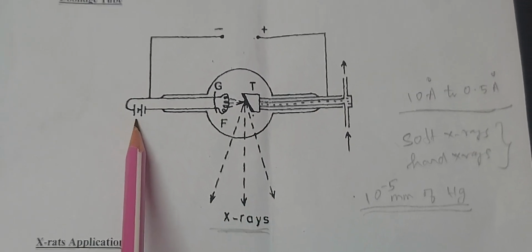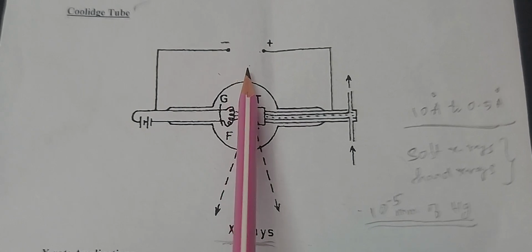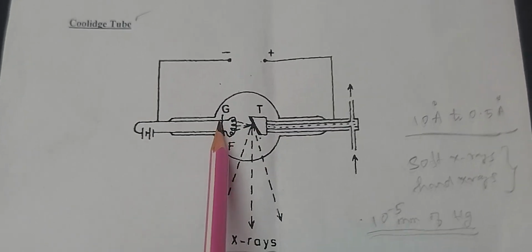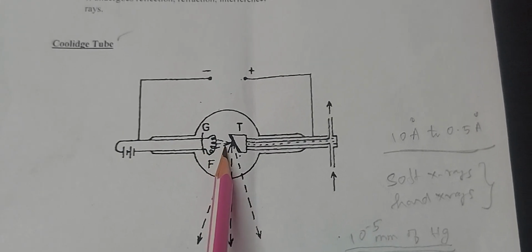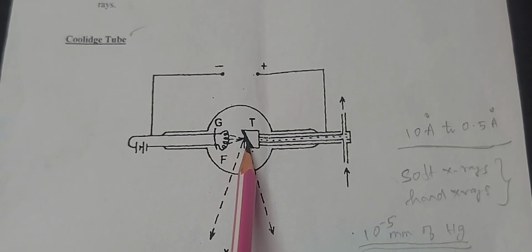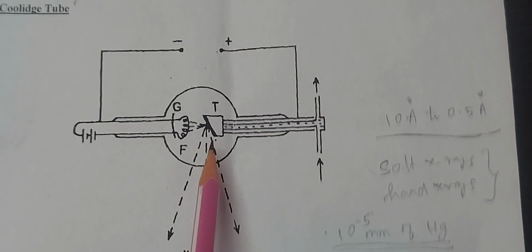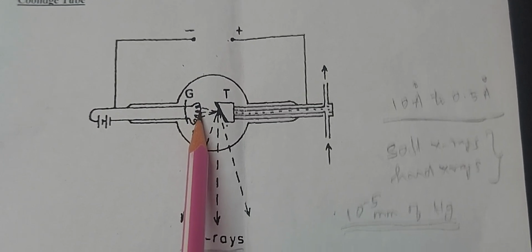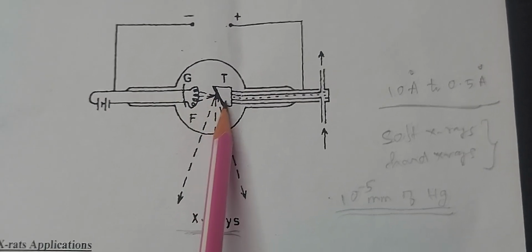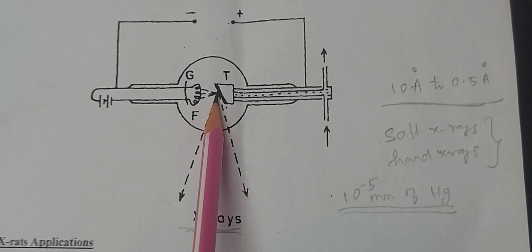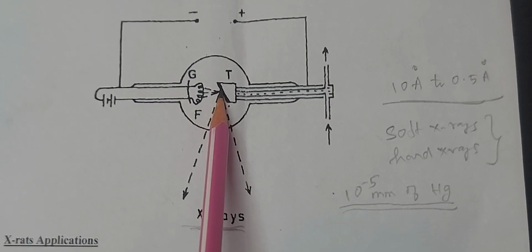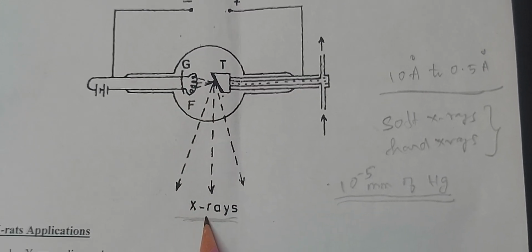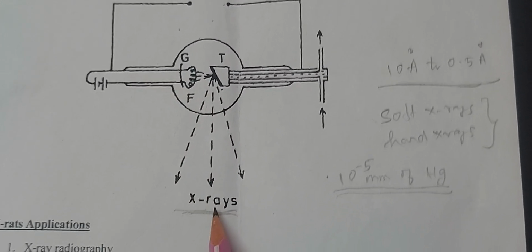This is a high tension battery. This is a low tension battery here. So first of all, how are X-rays produced? A fast moving electron is suddenly stopped by the target. When the electron produced at the filament moves towards the target and strikes the target, what will happen? It will produce a ray. That ray is called X-rays.